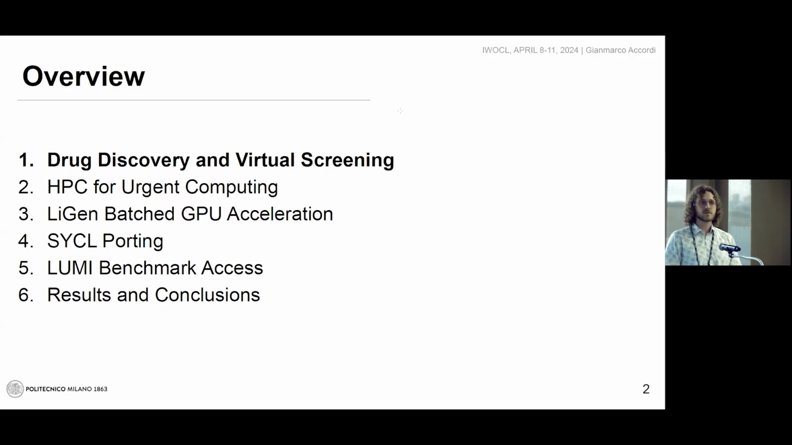So this presentation will be a case study, which in this case is a virtual screening application. I will talk about drug discovery, molecular docking, which is kind of similar in name to molecular dynamics. We will see later on. I will briefly go through a bit of context, then explain our challenges using SYCL porting for the GPU part of our application, and I will show you some results we got on LUMI.